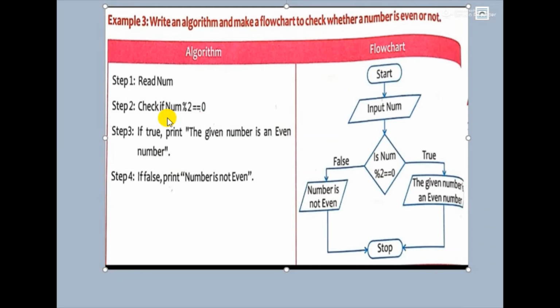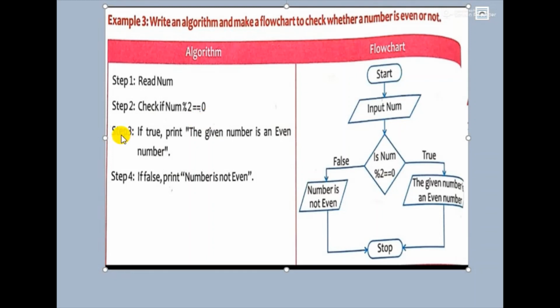What is the condition? Num means the value which we will input. The % 2 is used to check whether the remainder is 0 or not. Whenever this condition is executed, we will get the output as true or false. If the remainder is 0, that means this condition is true, but if the remainder is not 0, that means the condition is false.